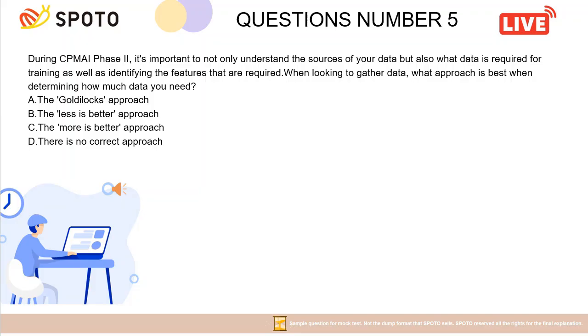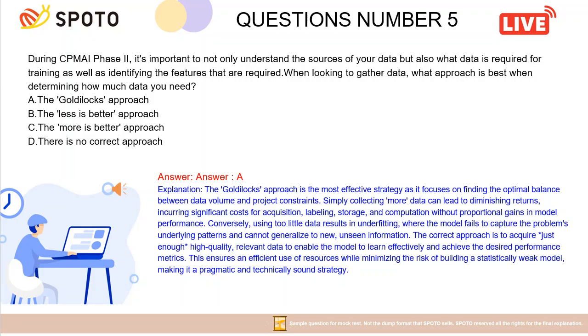Answer, A. The Goldilocks approach is the most effective strategy as it focuses on finding the optimal balance between data volume and project constraints. Simply collecting more data can lead to diminishing returns, incurring significant costs for acquisition, labeling, storage, and computation without proportional gains in model performance. Conversely, using too little data results in underfitting, where the model fails to capture the problem's underlying patterns and cannot generalize to new, unseen information.